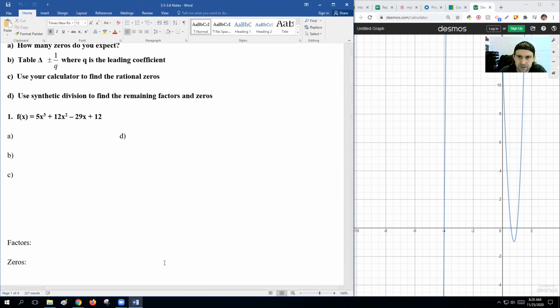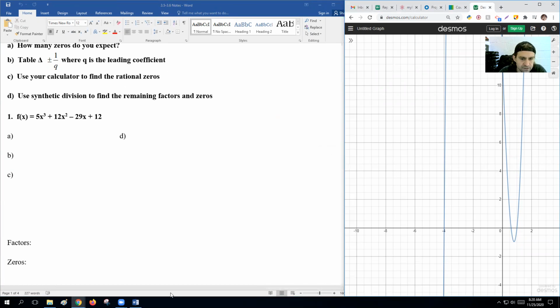All right, so here's the deal. If we wanted to figure out how many zeros to expect, remember, our zeros are determined by the highest degree. This is degree 3, so there should be at least 3 zeros, meaning we're going to have x equals something, and x equals something. And we would have 3 factors because each zero is associated with a factor. And that's all from degree 3.